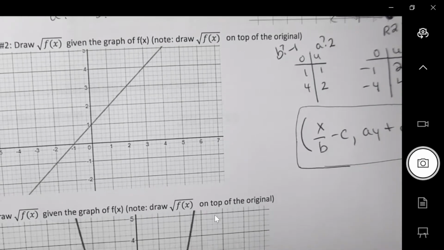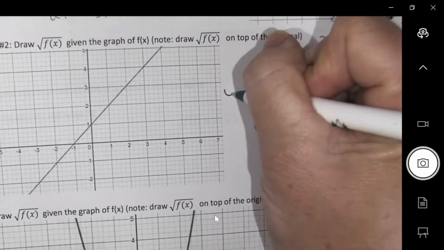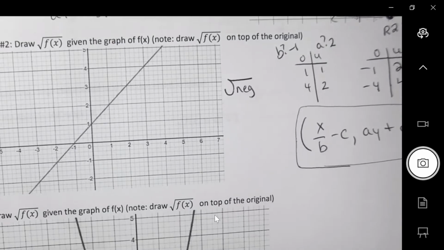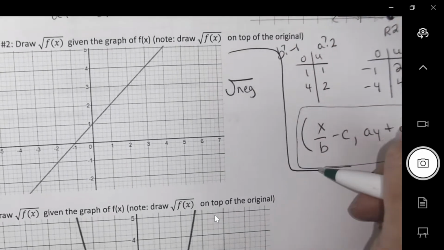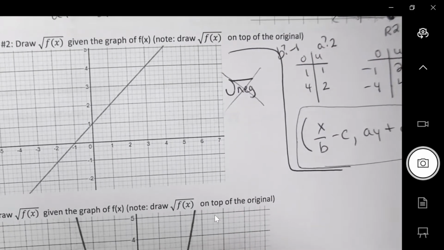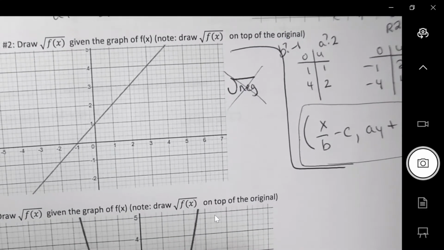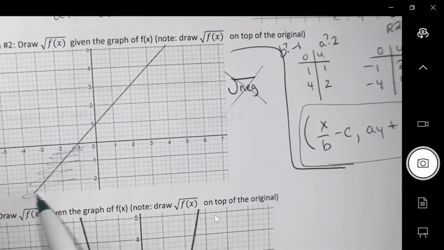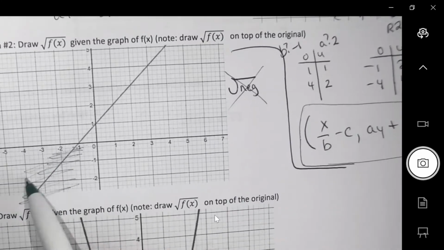Okay, what do we know about doing this? What do we know about square rooting a negative number? Doesn't work, right? So the part of the graph on here that will not work is that region right there.